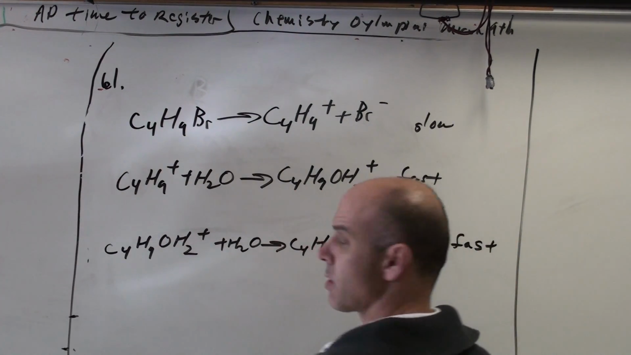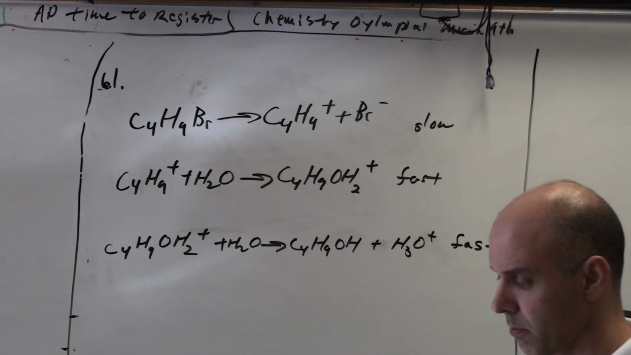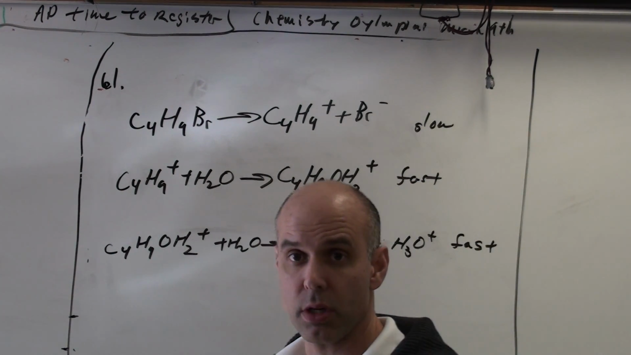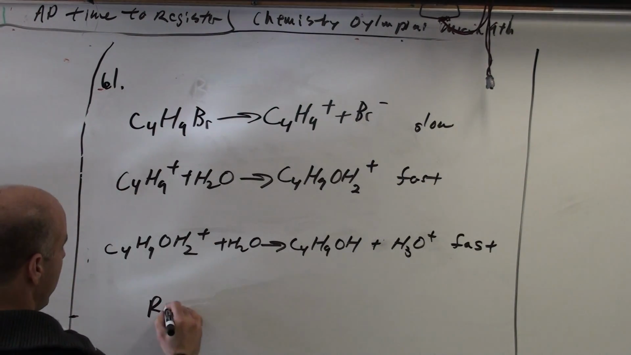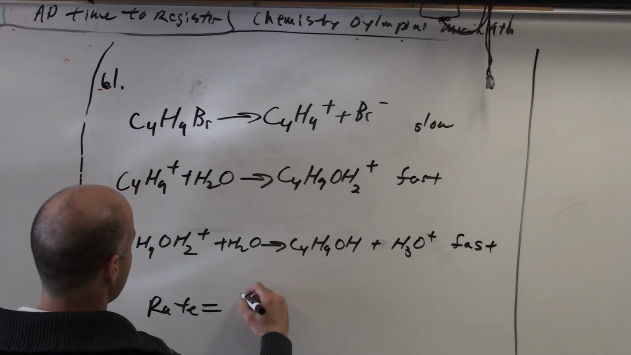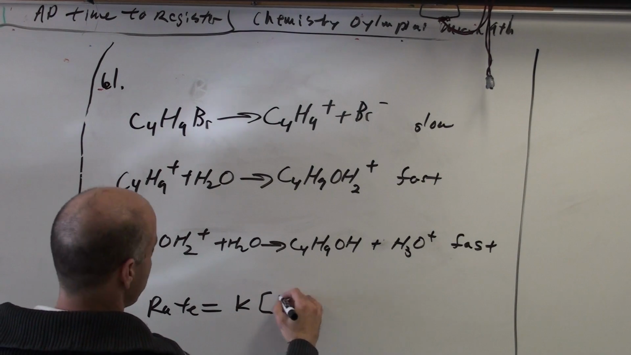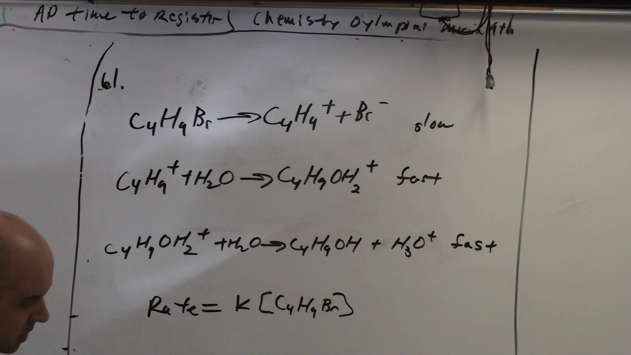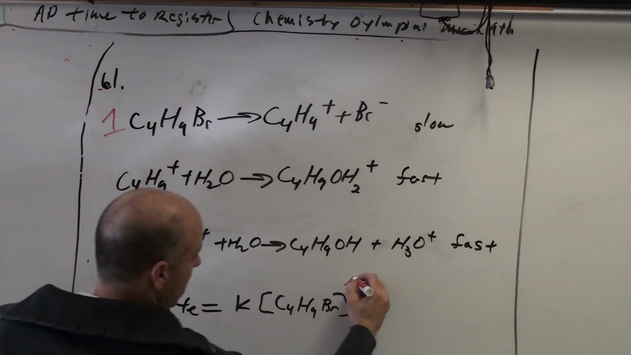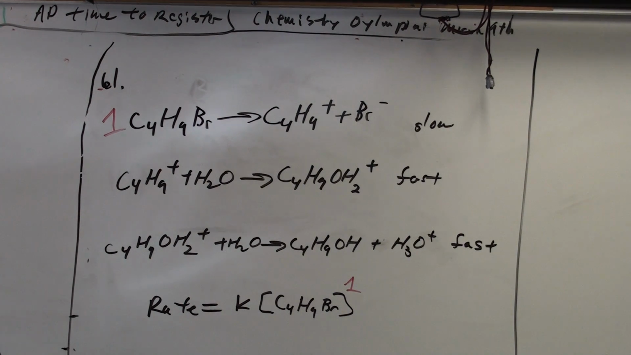So the slowest step is going to be your rate determining step, and that's what you're going to use to build your rate law off of. So because that's the slowest step, my rate law is going to be k times the concentration of C4H9Br. Since it's got a molar number of 1 out front, then I'm going to raise it to the first power. Okay.